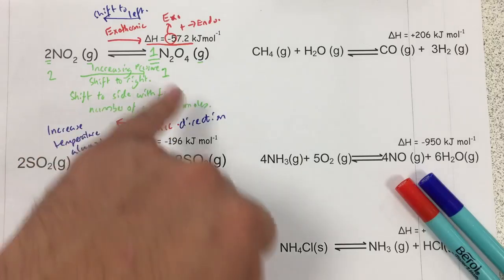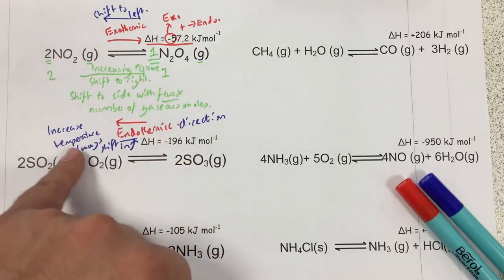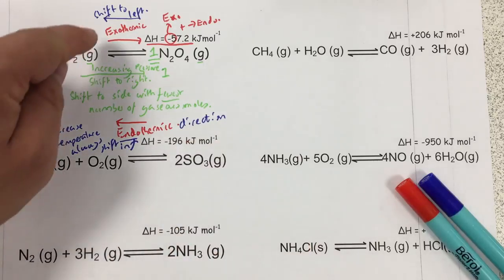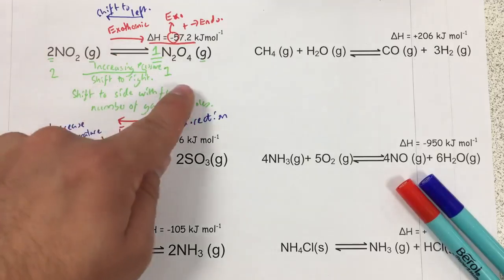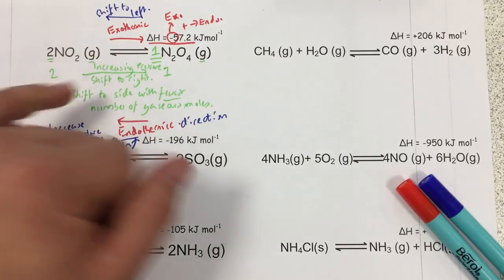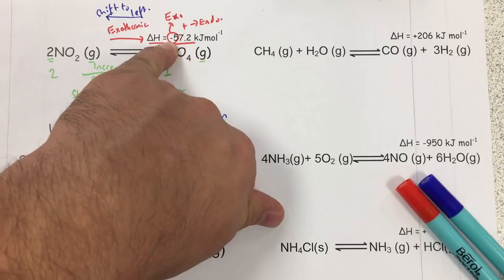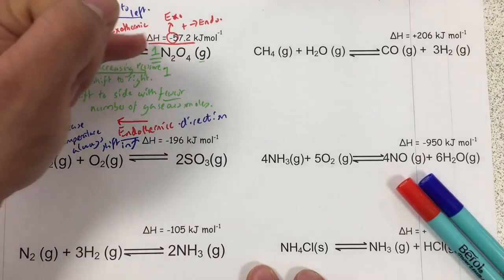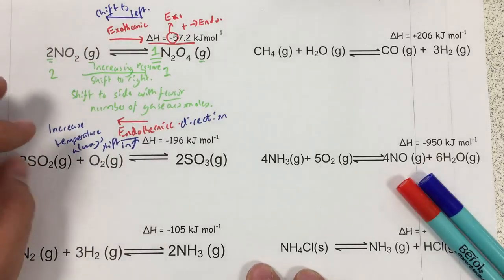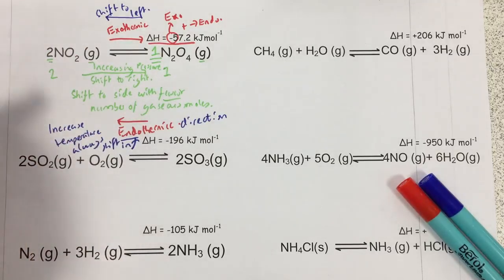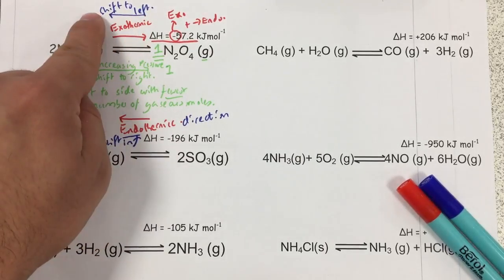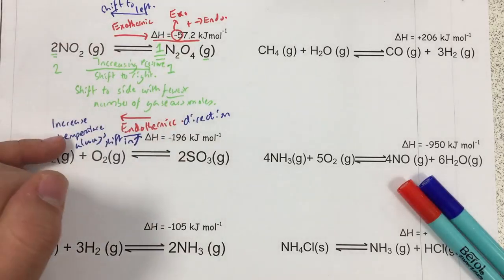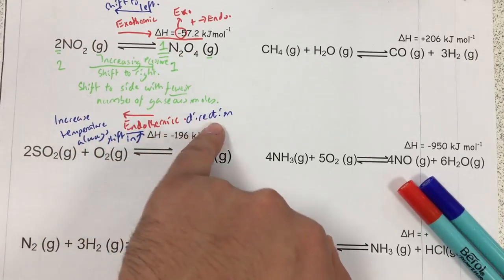If we change the temperature, increasing the temperature will always shift the reaction in the endothermic direction. So your first point with temperature is to write on which direction is exothermic and which direction is endothermic. That is indicated by the enthalpy change. If it's negative, the forward reaction is exothermic. If it's positive, the forward reaction would be endothermic, and the other one will be the opposite. So in this example, if we increase the temperature, we will shift the equilibrium to the left because the forward reaction is exothermic. And if we increase the temperature, we always shift in the endothermic direction.